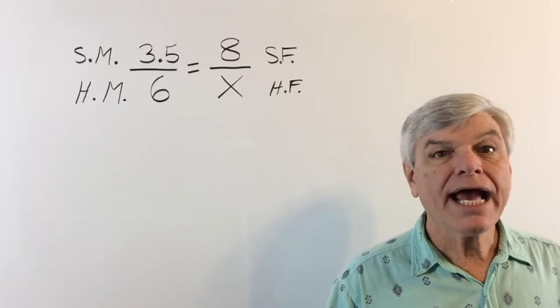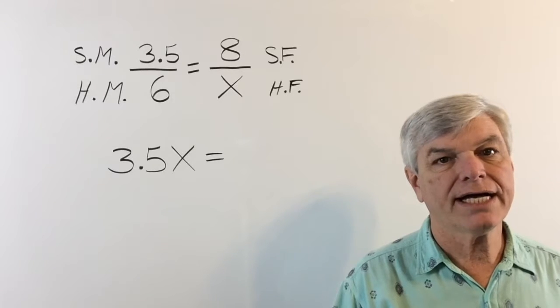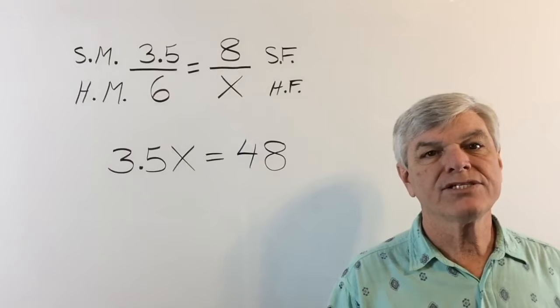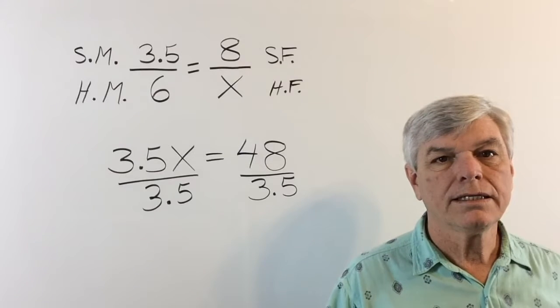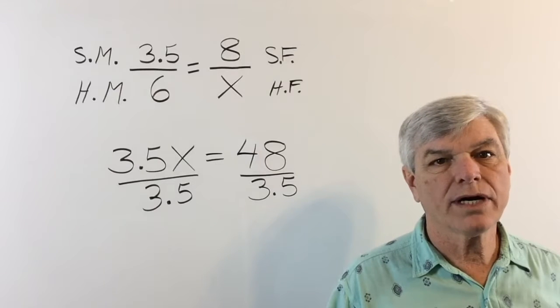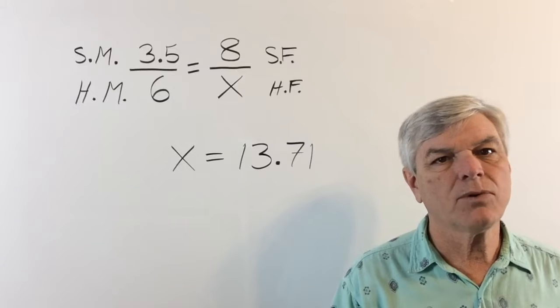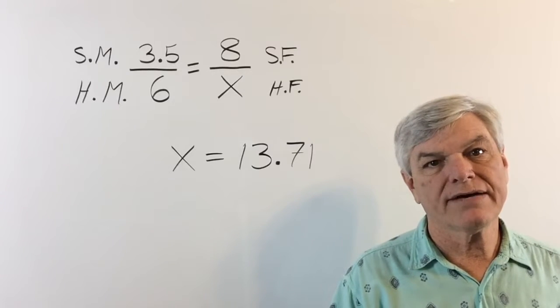And now, 3.5 times x is 3.5x. And 6 times 8 is 48. Divide both sides by 3.5. And that isolates that x. And 48 divided by 3.5 is 13.71. Now, the book says 13.7.